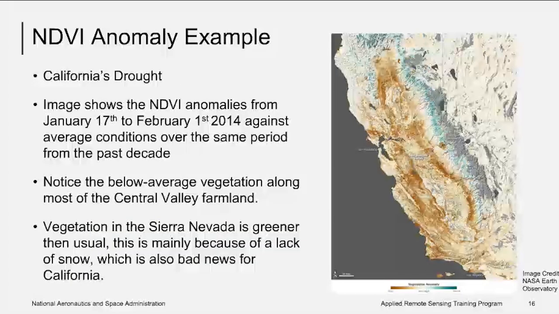Here's another example of an NDVI anomaly map that highlights the current California drought. The image on the right shows NDVI anomalies from January 17th to February 1st, 2014, against average conditions over the same period from the past decade. The brown colors indicate below average anomalies, and the green colors represent above average anomalies.